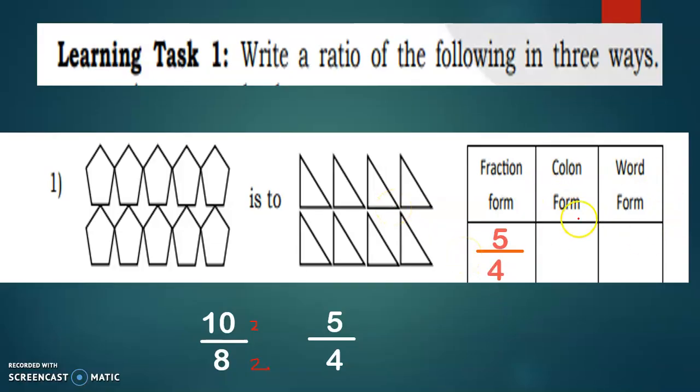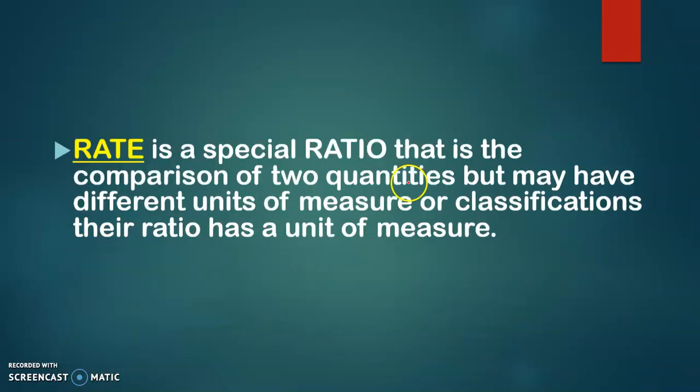Okay, and in colon form, that is also 5 is to 4 with the symbol of colon, of course. And then in word form, that is just 5 is to 4 also na merong word na "is to." Okay, so yan lang. Next.